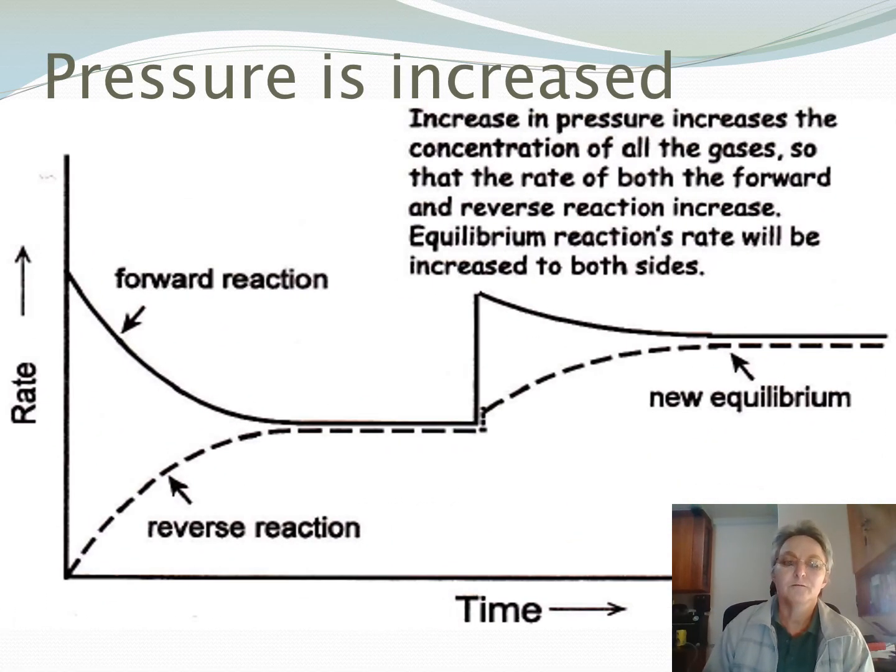So, if pressure is increased, what will happen to the rate graph? I'm going to look at this part of the graph only. The moment that the pressure is increased, both the rate of the forward reaction and the rate of the reverse reaction will be increased, but the forward reaction is favored. It will increase more, and the new equilibrium will be reached at a higher rate.